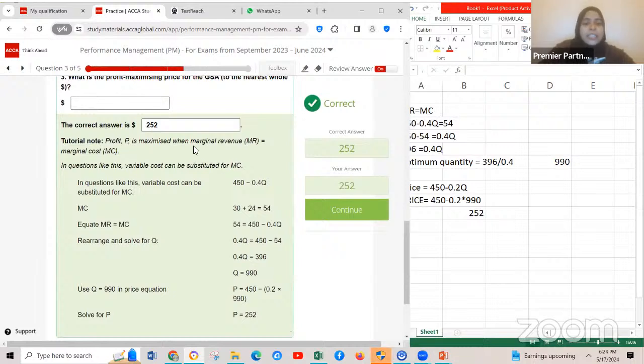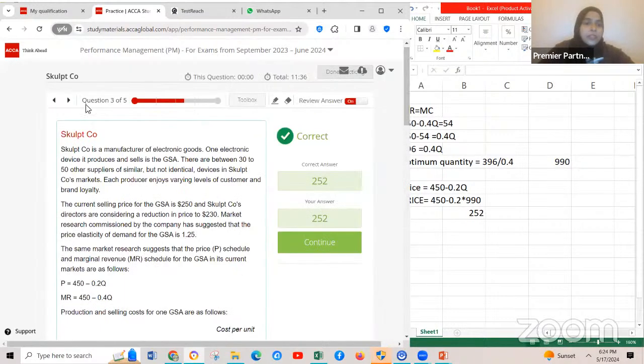Profit is maximized when marginal revenue equals marginal cost. In this question, variable cost can be substituted for MC. So guys, remember carefully the total variable cost. It doesn't have to be only the production one. You take both together. Keep that in mind, right? It's a good question because it teaches you that as well.